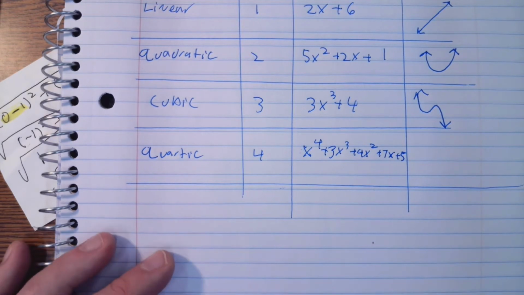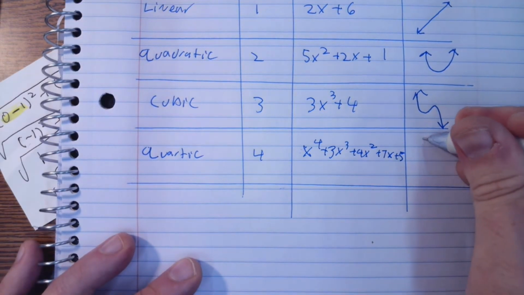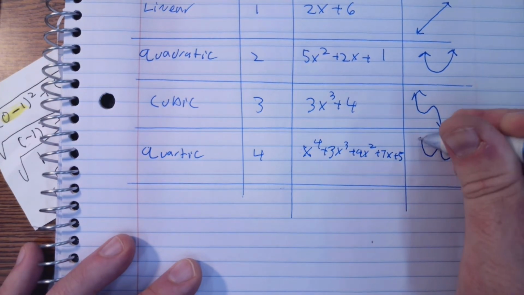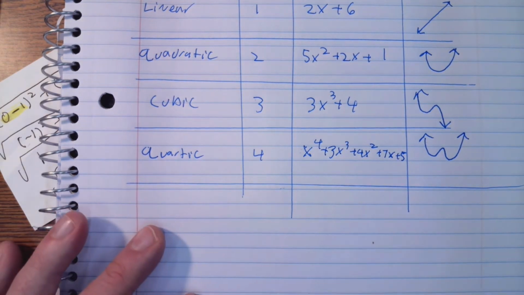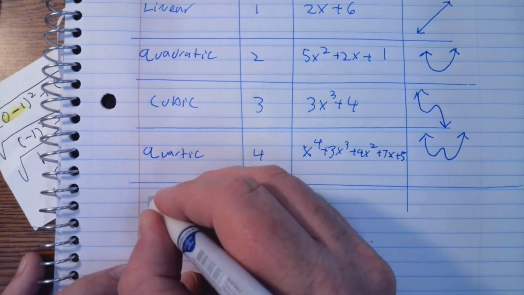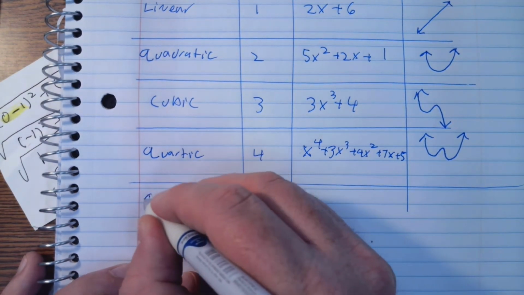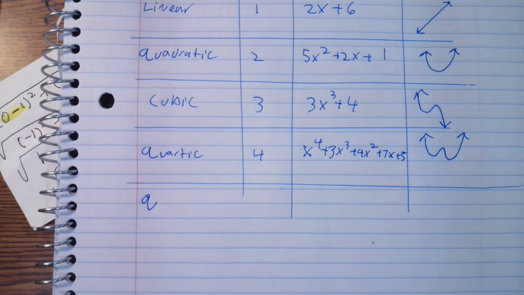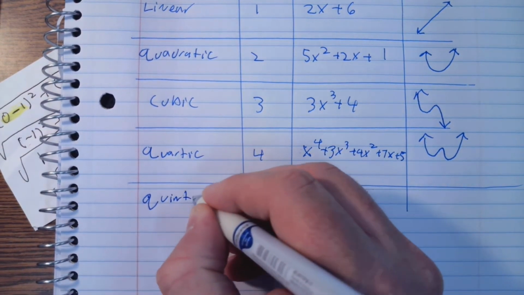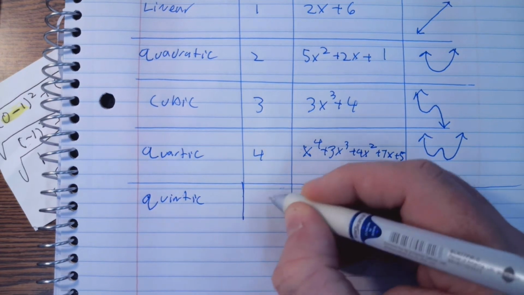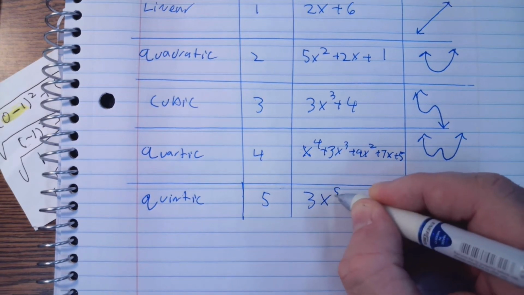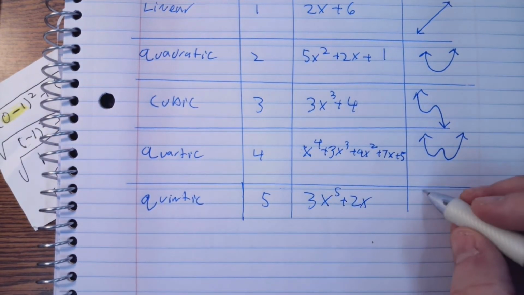Okay, it can be very long. And here would be the graph. And the last one we're going to do, it does keep going on, but we just really need to do this, is quintic. A lot of Q words. And so this would be a 5, and an example could be 3x to the 5th plus 2x. And its graph is going to look like this.